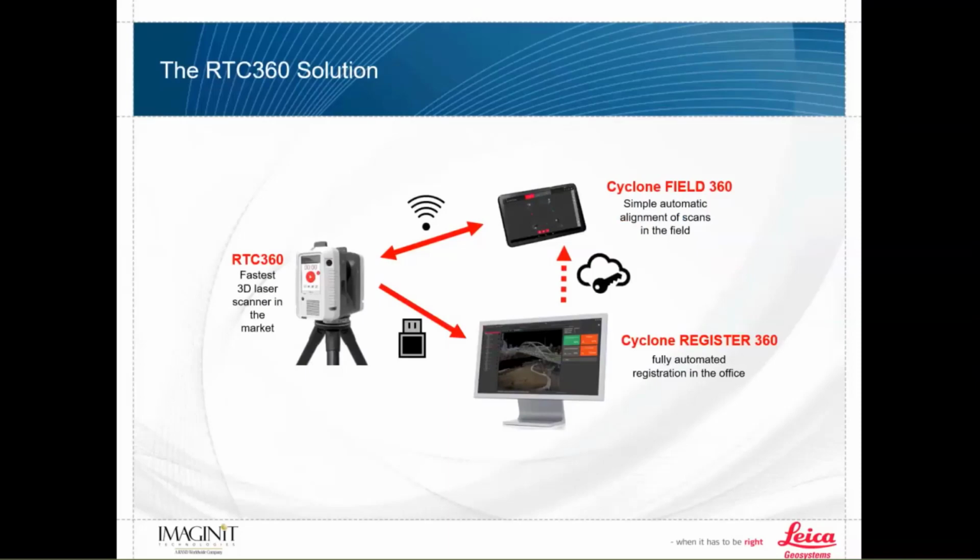All right, so we've kind of touched on all this. One thing I do want to add is that the Field 360 app is tied to your Register 360 software license entitlement ID. So with every one Cyclone Register 360 software, you get 5 free licenses of the app, and that is controlled through the cloud.